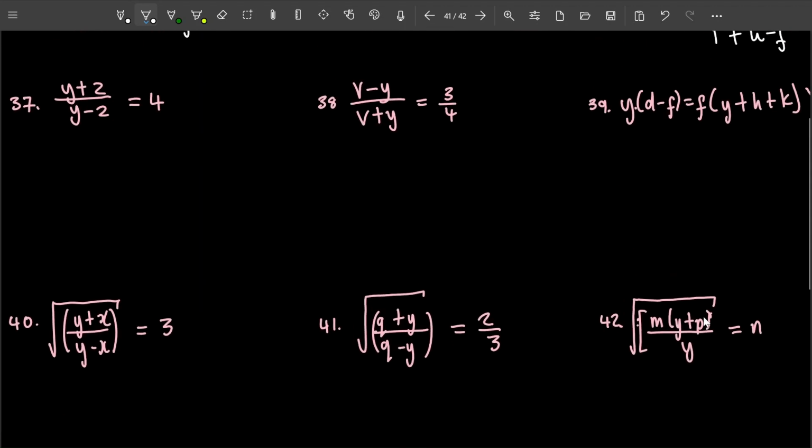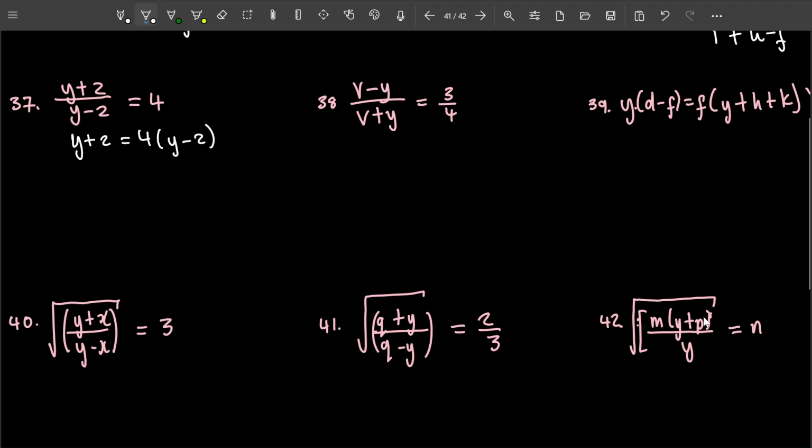37. (y + 2)/(y - 2) = 4. Definitely, first thing, I have to split this fraction, because y should not be in a fraction. So I'm going to break it. Take this y - 2 to the other side. I remain with y + 2 equals 4 multiplying (y - 2). It's multiplying the whole thing because the whole thing came when 4 was already there.